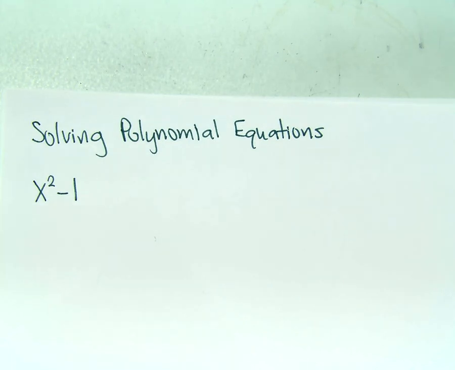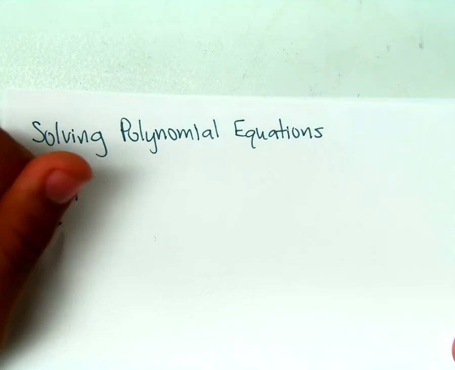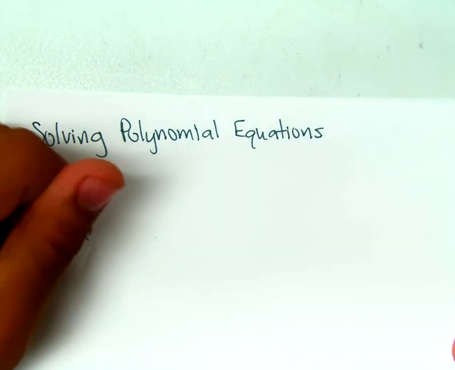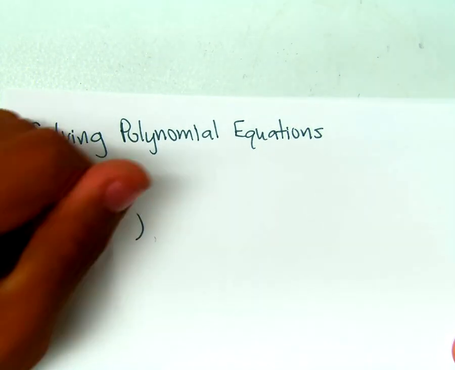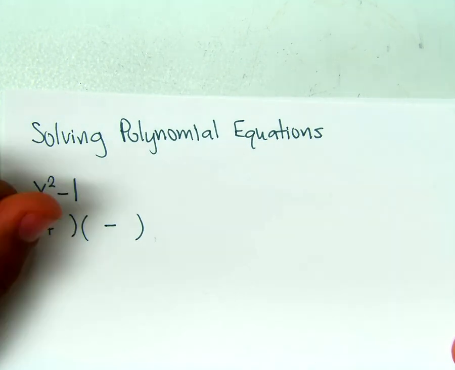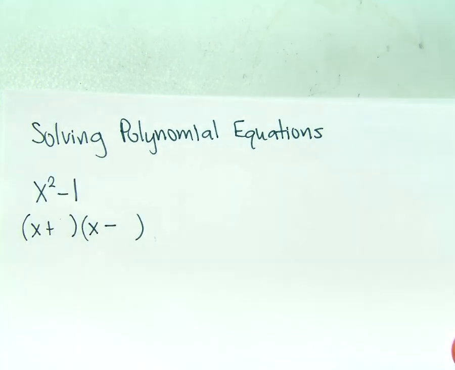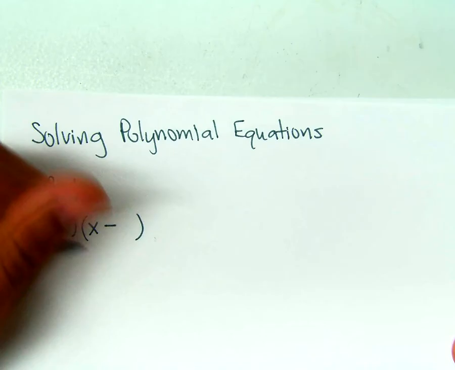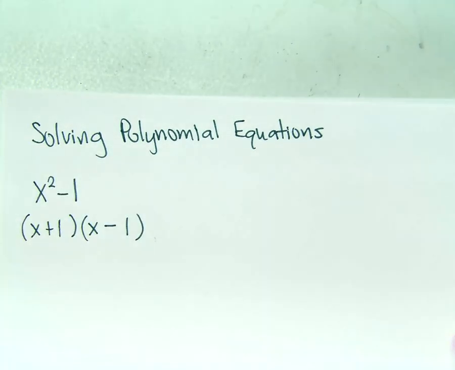This is the difference of squares. Okay, so what do we know about the difference of squares? What will we get? Yes, so we'll have two binomials. We'll have a plus and a minus sign. Okay, what's the first term? X. And what's the second term in each? 1. Okay, that's what we were doing last week.